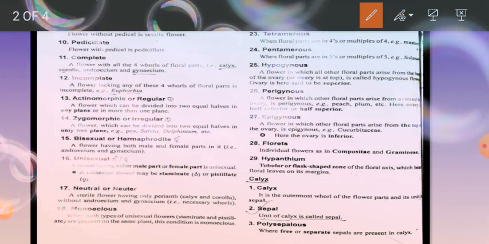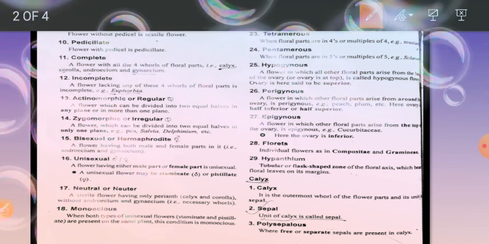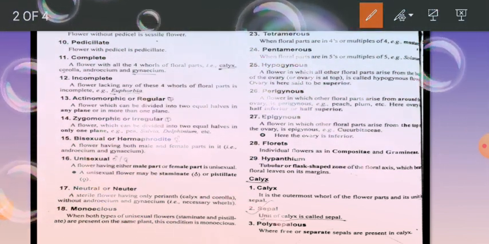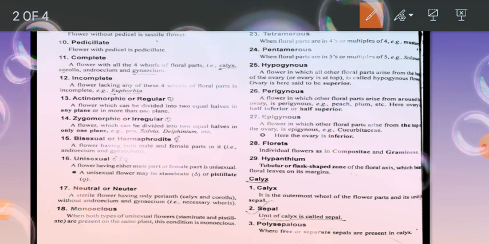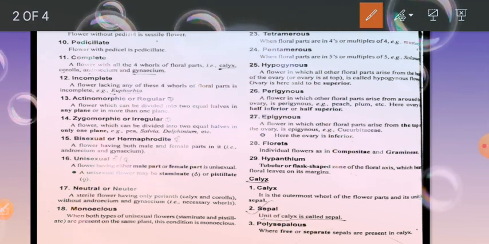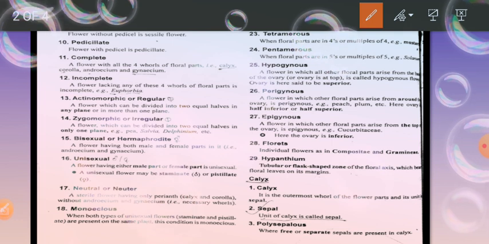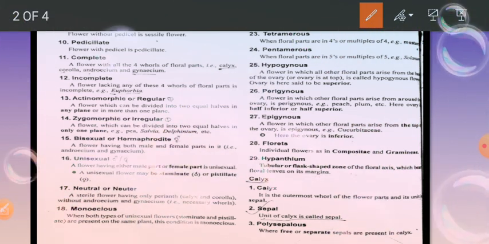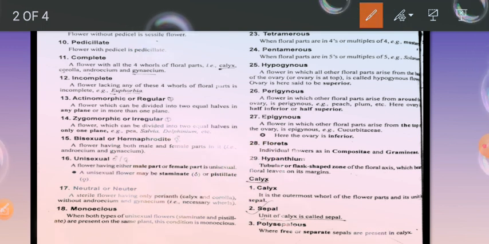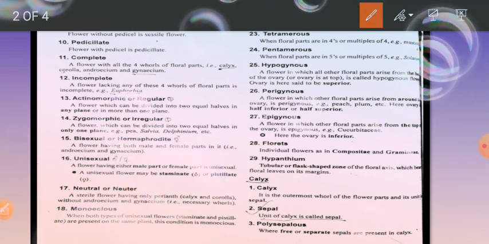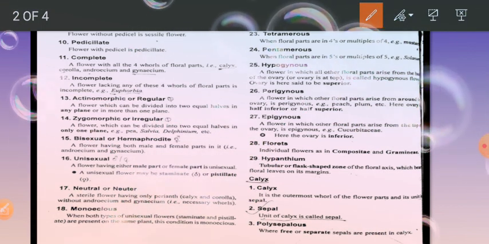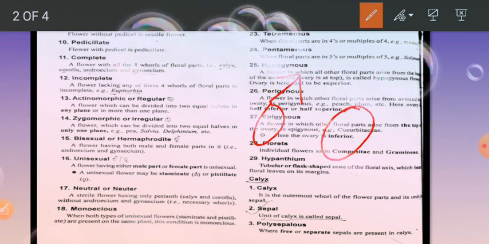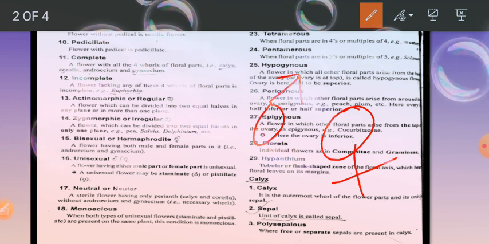Then bisexual flower. Bisexual flower is otherwise known as hermaphrodite. Here it consists of both male and female parts in a single flower. Then unisexual: it consists of only one, either male or female. This type of flower is known as unisexual, and male is mainly denoted by this type of symbol, and female is denoted by this type of symbol.